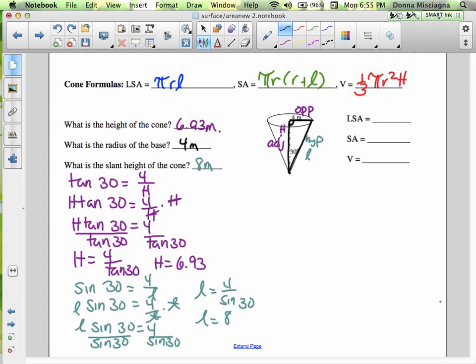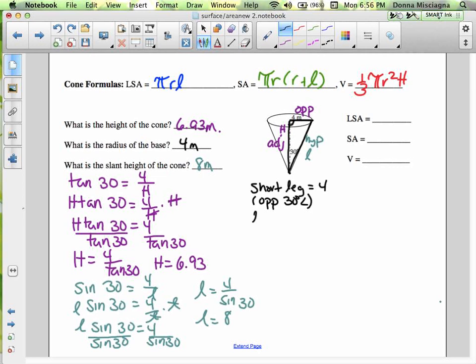So the short leg, the shortest leg in a triangle, is always opposite the shortest angle. The smallest angle is the 30-degree angle. And so that short leg opposite the 30-degree angle, in this case, is 4.